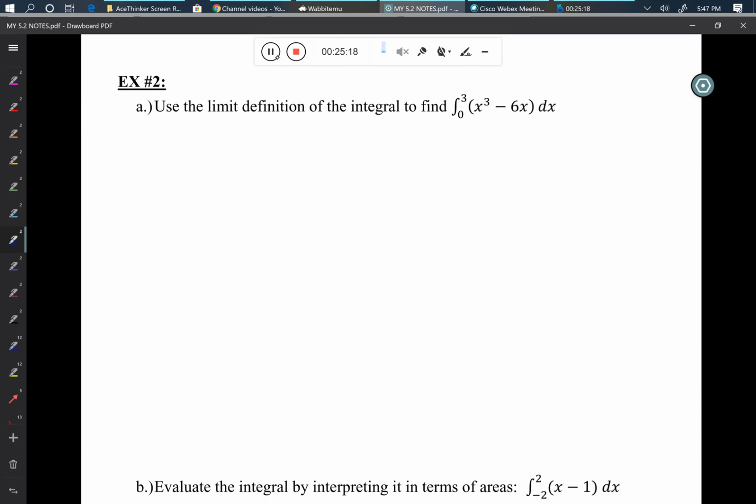Okay. So this is going to be our first example. I'm going to do this in the next video, so I'm going to stop this one here. When you come back for video number 2, we'll take a look at example number 2. We'll actually find the exact area under that curve.